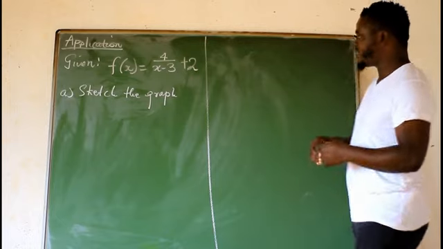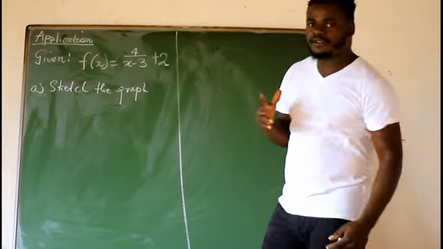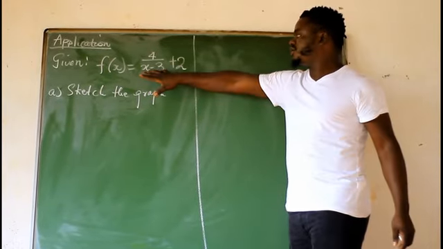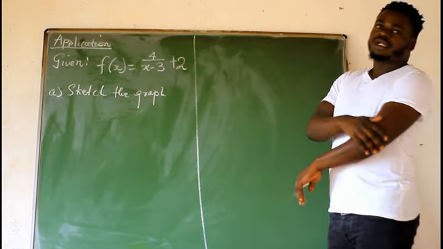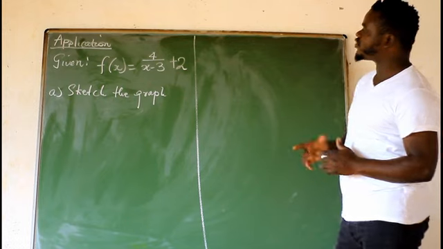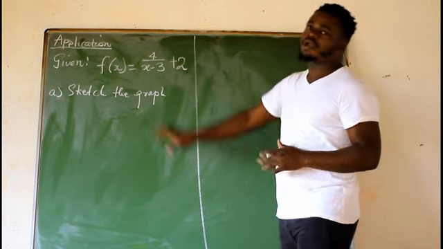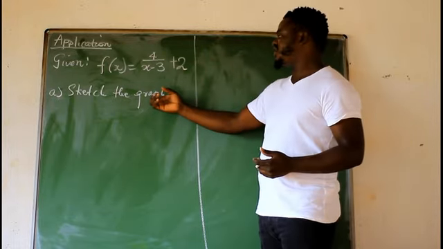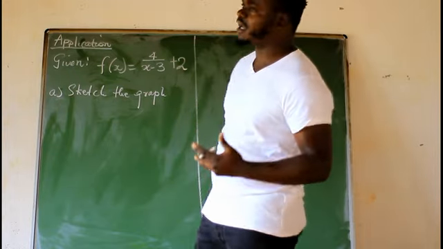Okay guys, today let us look at the application of those functions. Now let us say you are given f of x equal to 4 over x minus 3 plus 2. The only thing that you have to know is to identify the type of the graph. This graph is called a hyperbola. Now the question says sketch the graph. What is it that you have to know whenever you are going to sketch the graph?